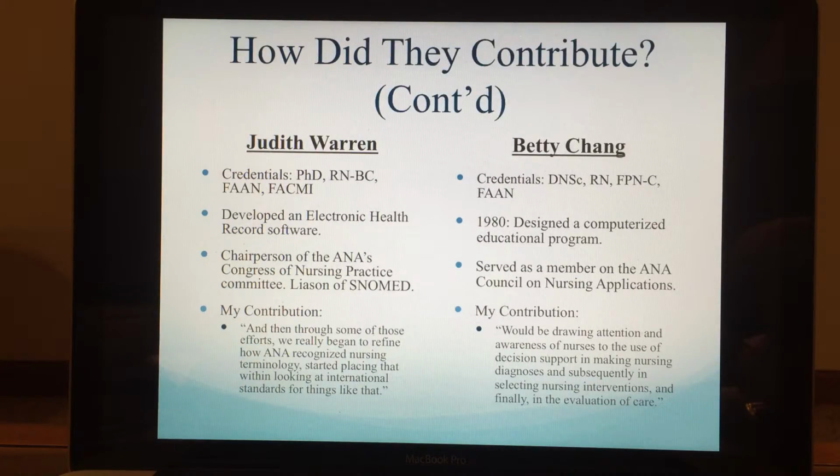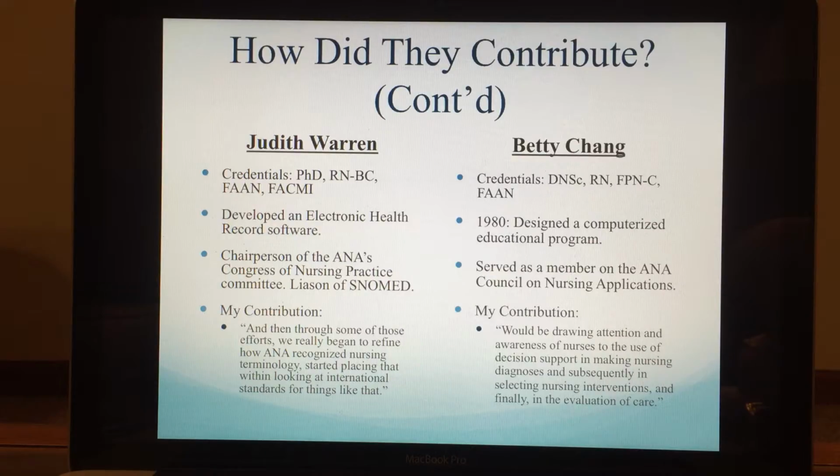Next we have Judith Warren. Judith Warren has a PhD and also belongs to the FAAN and FACMI. She developed an electronic health record software to help teach students how to analyze data from virtual patient case studies, simulations, and clinical experiences, while also developing informatics competencies. This software has been used in over 60 schools of nursing, medicine, and pharmacy.